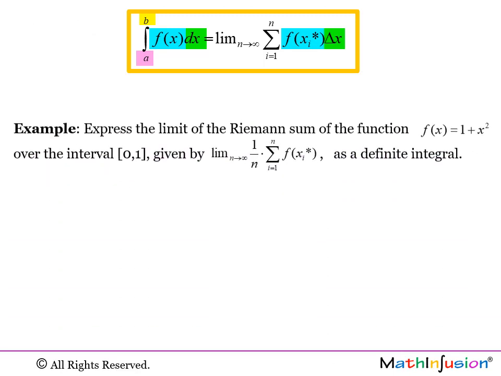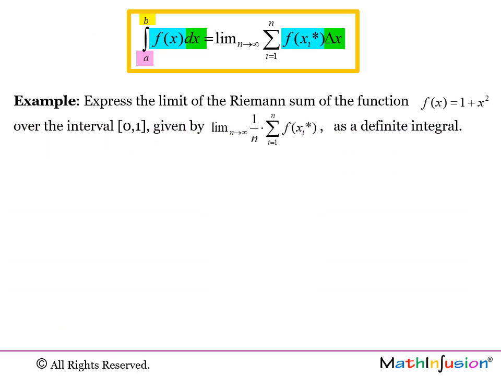Example. Express the limit of the Riemann sum of the function f(x) equals 1 plus x to the power of 2 on the interval 0, 1, given by the limit of 1 over n times the summation of f(xi star) as i runs from 1 to n, as a definite integral.